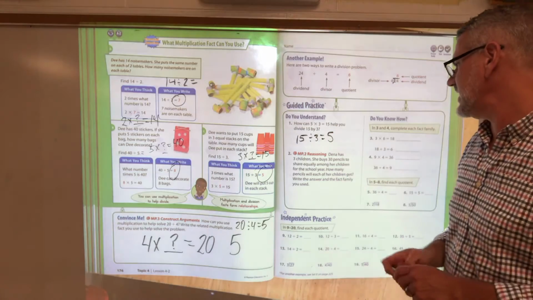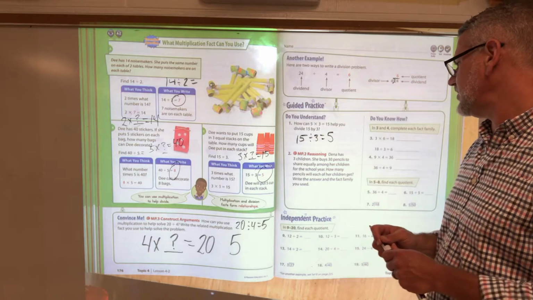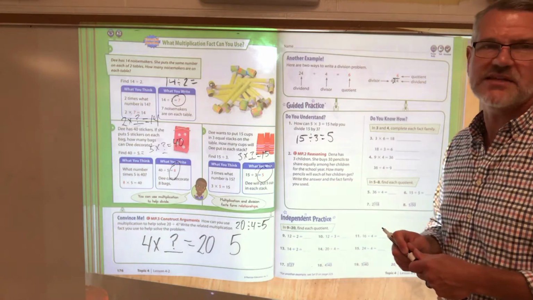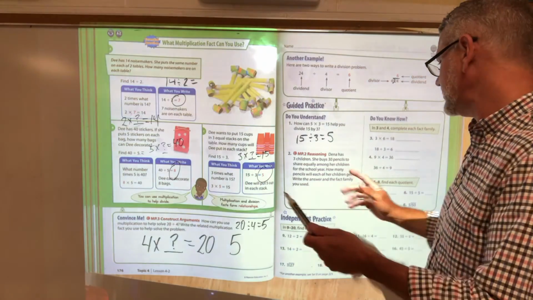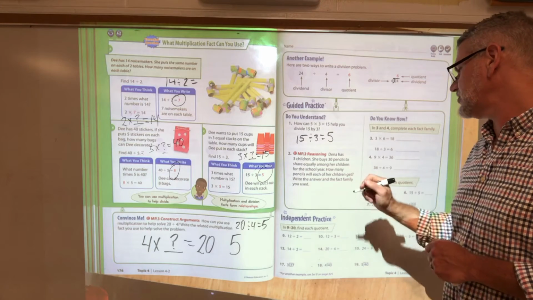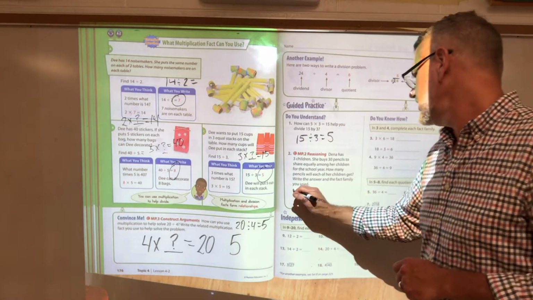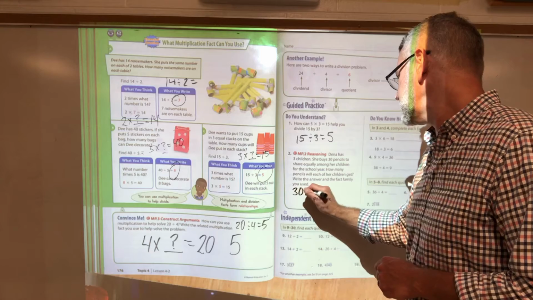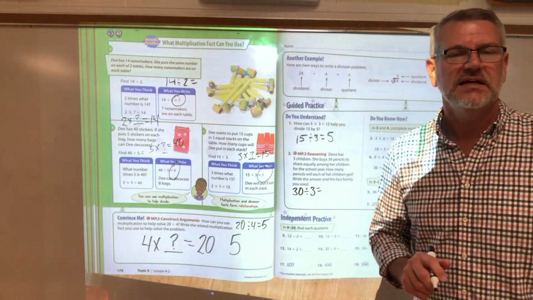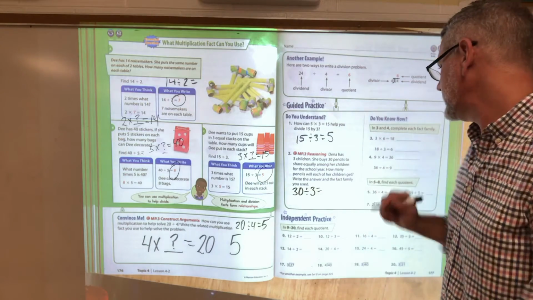Number 2, Dina has 3 children and she buys 30 pencils to share equally among her children for the school year. That's probably not going to be enough, but it's a good start. How many pencils will each of her children get? Write the answer and the fact family you used. So we're looking at 30 pencils divided by her 3 children. Dina needs to go buy more pencils. I'm going to say that.